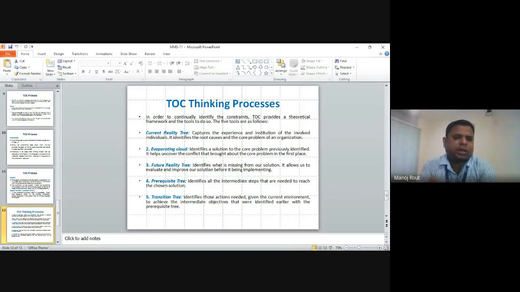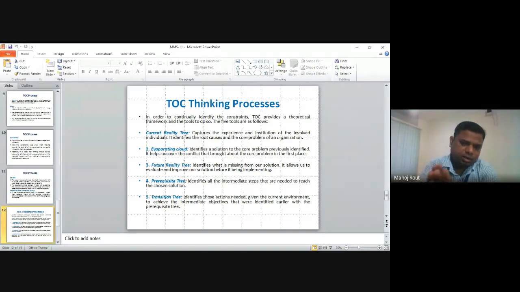And the last one is the transition tree. This is the last tool in the theory of constraints thinking process. This tool is basically implemented for identifying the actions needed, given the current environment, to achieve the intermediate objectives that were identified earlier with the prerequisite tree. So as I told, this particular tool identifies those actions needed, given the current environment, to achieve the intermediate objectives identified earlier within the prerequisite tree.